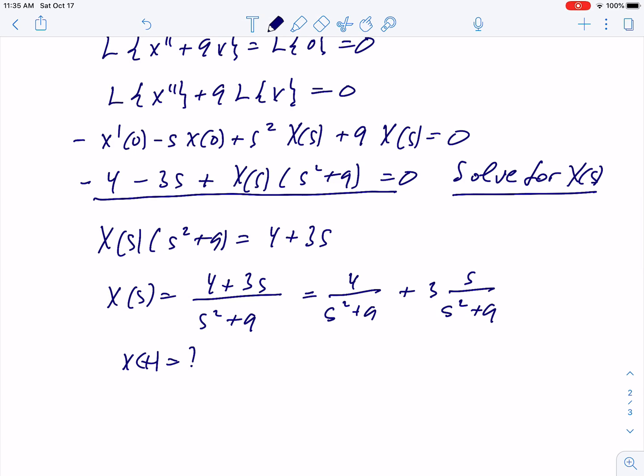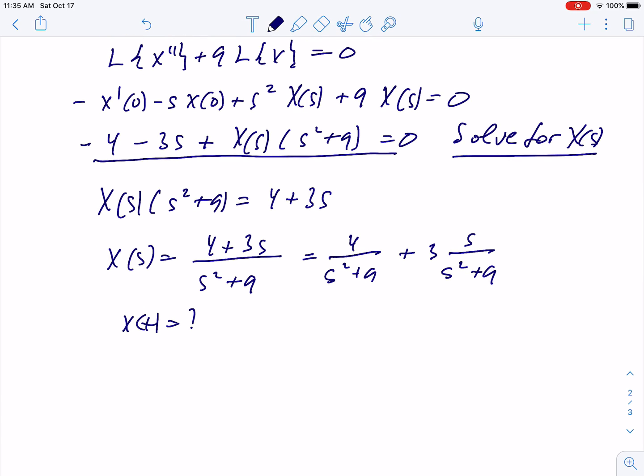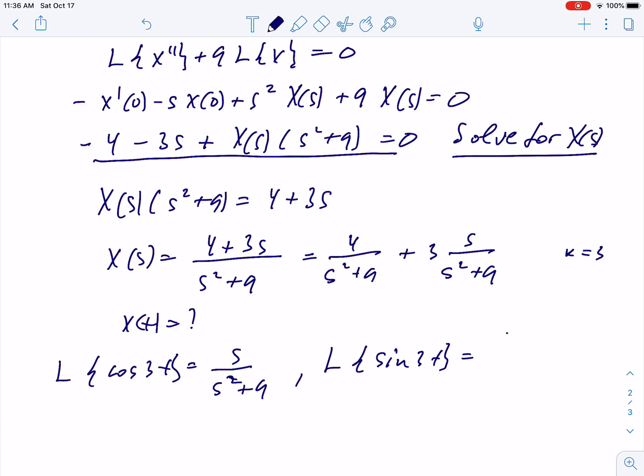In our table we search to find formulas with similar denominators, and we find two for sine and cosine. Here I shall write them down. When k is 3, comparing denominators, k squared is 9, so k is 3. So we shall use these formulas. Laplace cosine 3t equals s over s squared plus 9. And Laplace sine 3t equals 3 on top s squared plus 9.